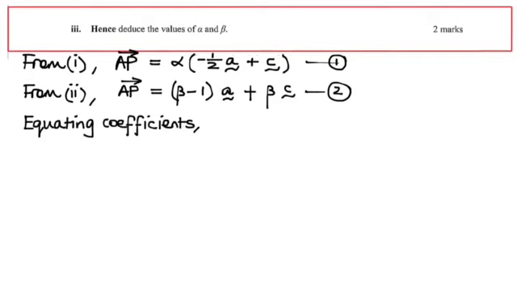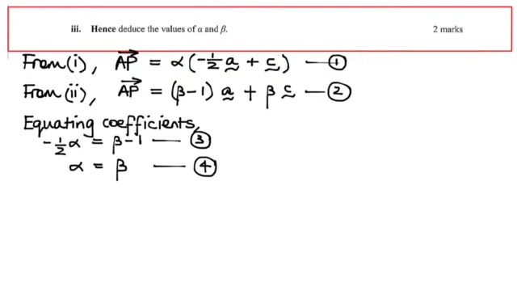So by equating coefficients we can say that this minus a half alpha from the minus a half alpha A term will be equal to the beta minus 1 from this A term here, right? That's the first thing, and then we can do the same thing with these C ones. Because we know that alpha C equals beta C, therefore alpha must equal beta. So now we've got 2 equations, 2 unknowns. Bob's your uncle, and here they go. We're going to solve them now.